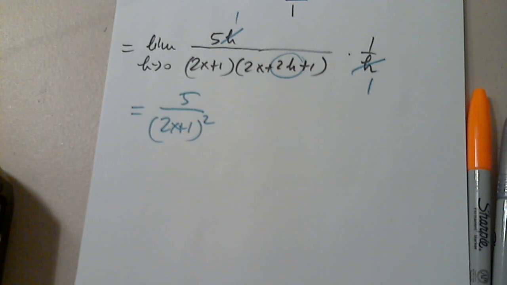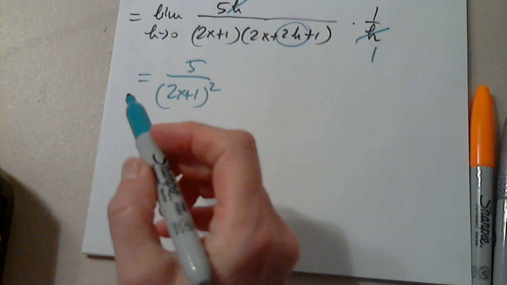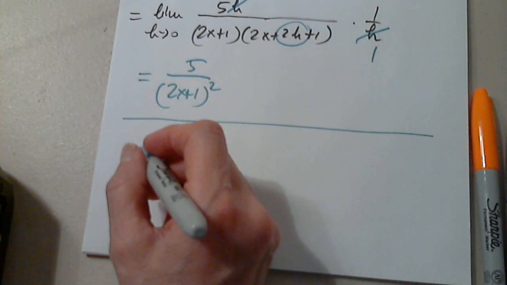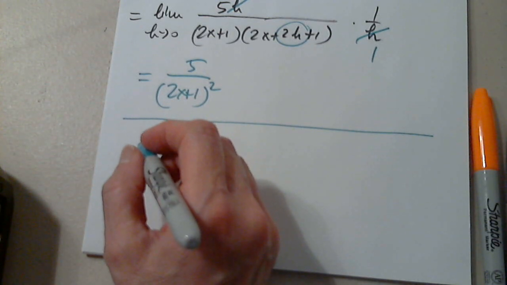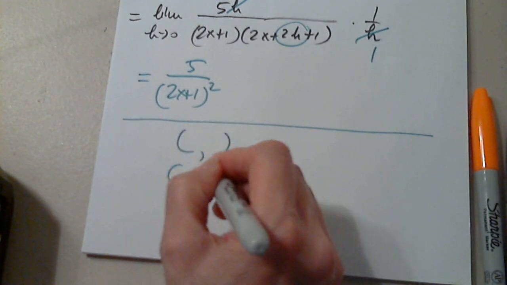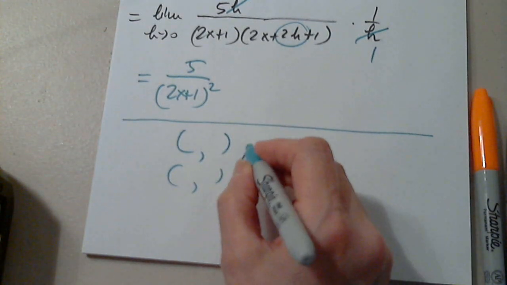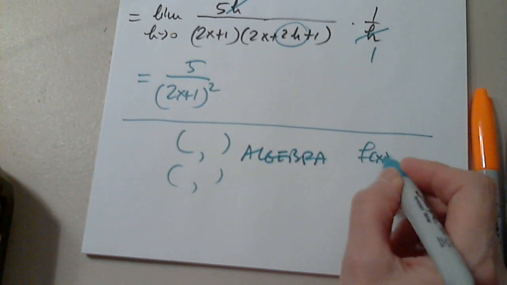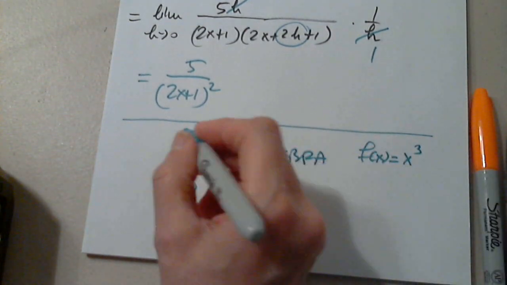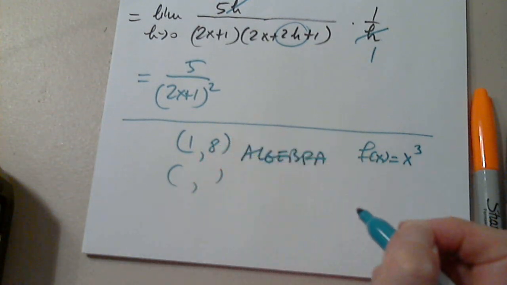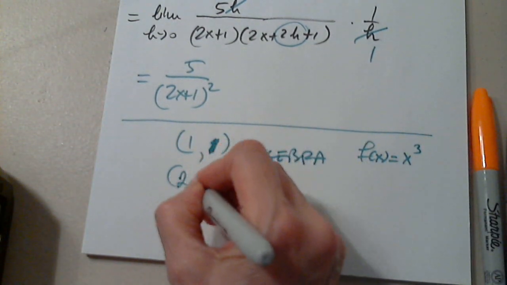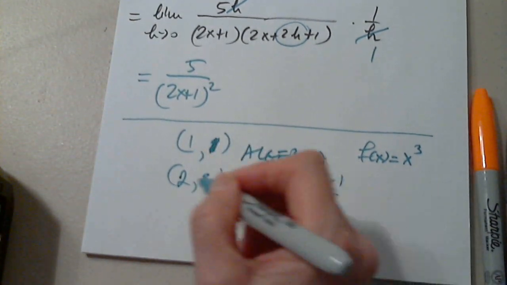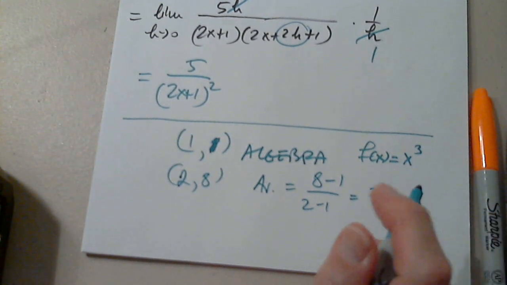Okay. So maybe, I'm not sure if this is going to be on the test, but it's finding the average rate of change of a function between points. Yes, this is just algebra. So if I have, let's say, f of x equals x to the third, and I have (1, 1) and (2, 8), then the average rate of change is (8 minus 1) over (2 minus 1). So this is 7.